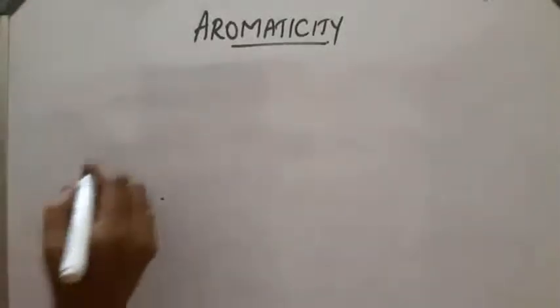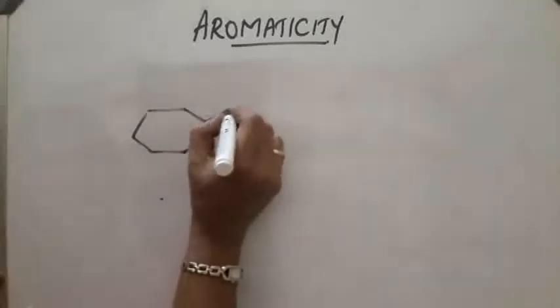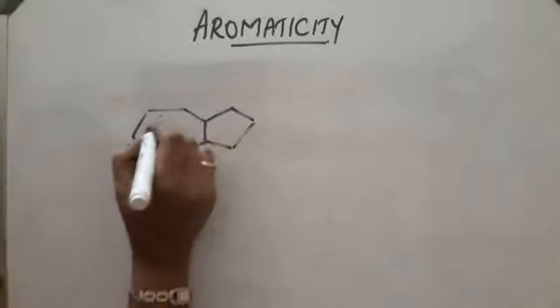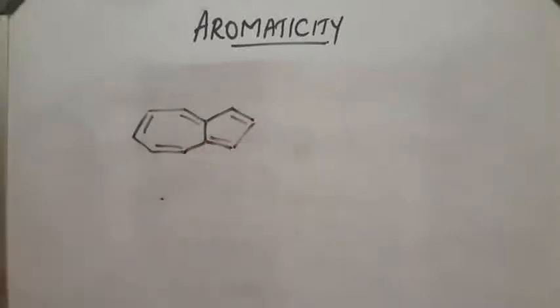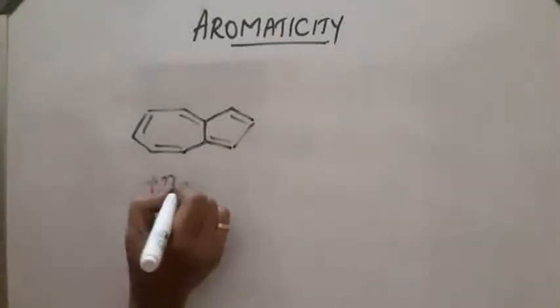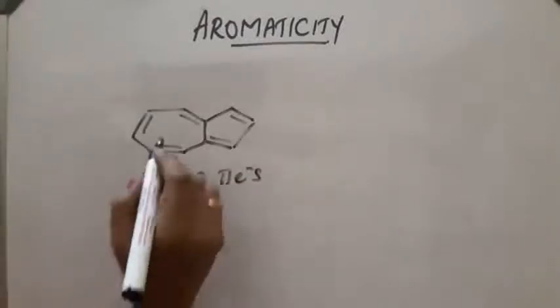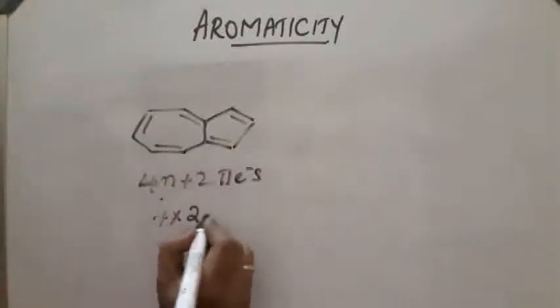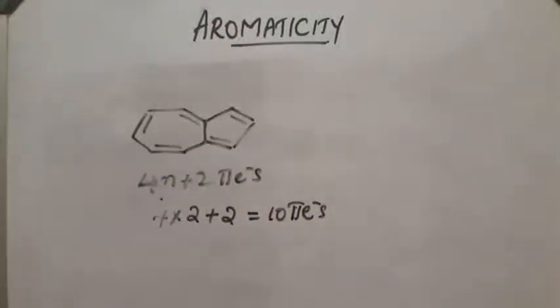Let us take another example, azulene. Azulene will be like this. It is a planar compound. Delocalization of electrons is there, with alternate single and double bonds. What about 4n plus 2 pi electrons? In this case, two rings are there. So 4 into 2 plus 2 is equal to 10 pi electrons. It contains 5 double bonds, which means it contains 10 pi electrons. So it follows that, and this compound is also aromatic.